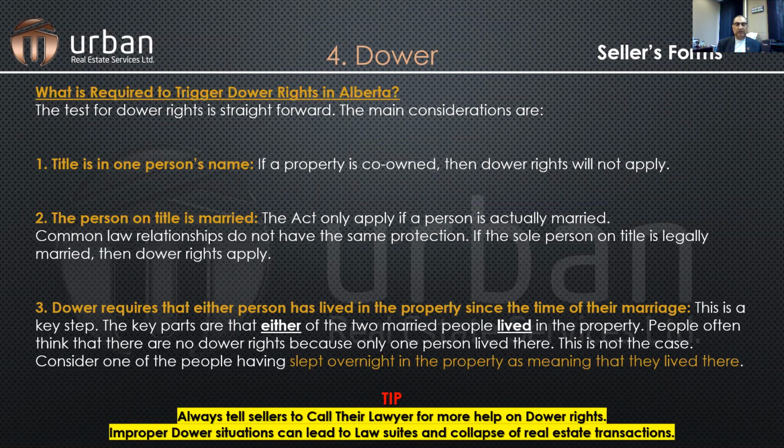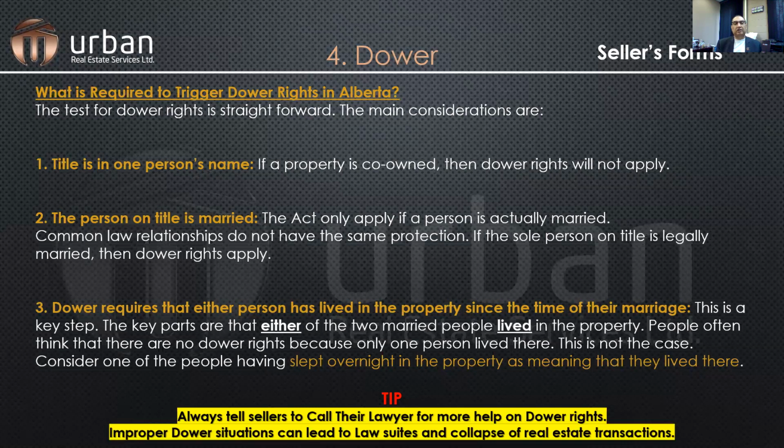So dower, you understand why dower is an issue is because there's only one person on this land title. So number one, all you have to do is verify title is in one person's name. That means dower might be an issue. Ask the seller if the property is co-owned or is it just owned by a single person. That person was never married, has never been married, so no issues there, right?